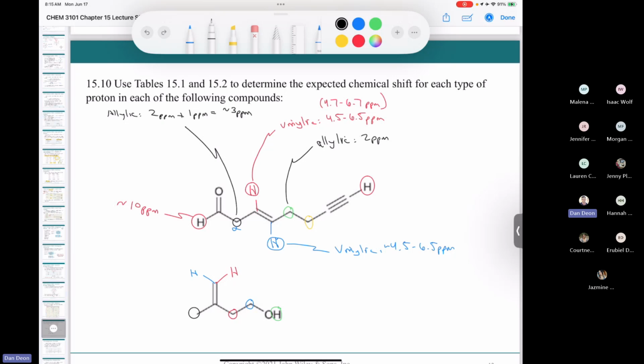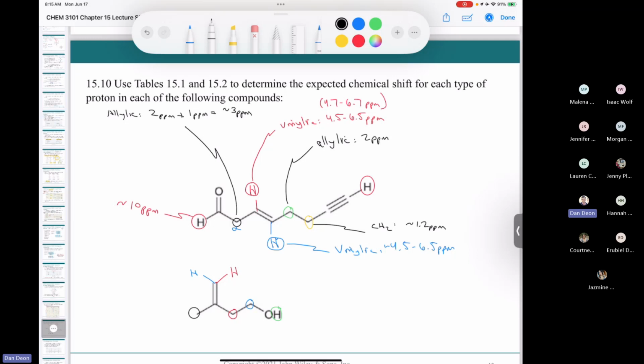The next one, the next methylene, the one in yellow. So this is just a CH2 group. It's not allylic, it's not vinylic, it's nothing special. And so the baseline of that is just going to be 1.2. So I'll put here around 1.2 parts per million.